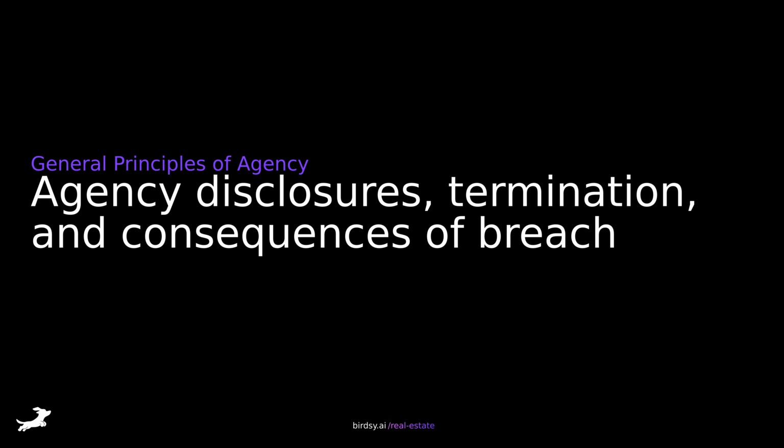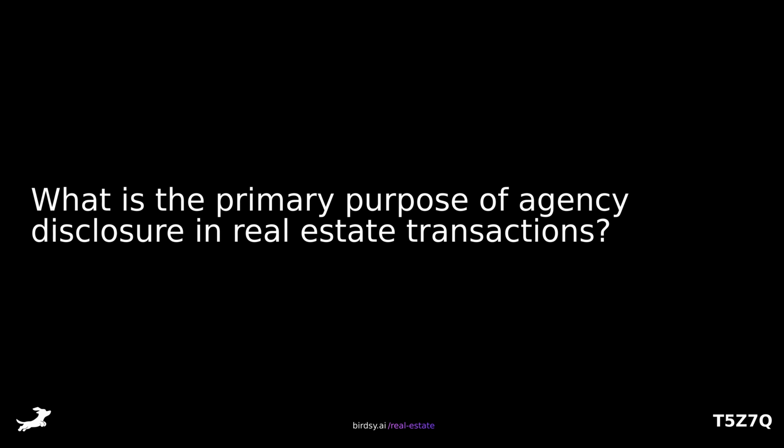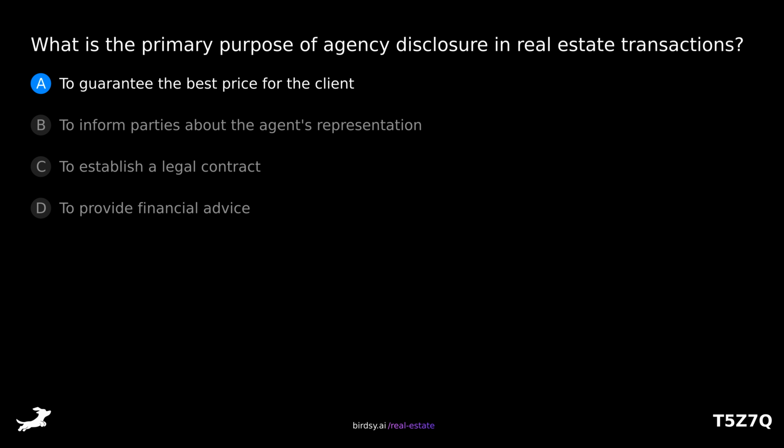Agency disclosures, termination, and consequences of breach. What is the primary purpose of agency disclosure in real estate transactions? Is it A, to guarantee the best price for the client, B, to inform parties about the agent's representation, C, to establish a legal contract, or D, to provide financial advice? The answer is B, to inform parties about the agent's representation.